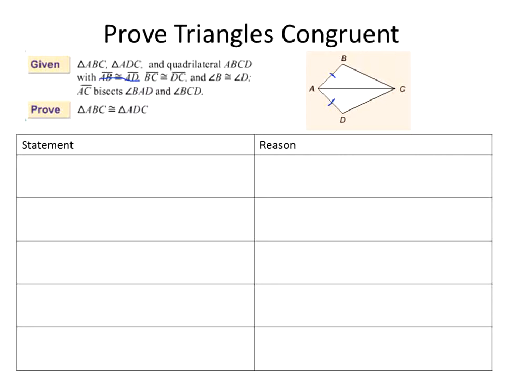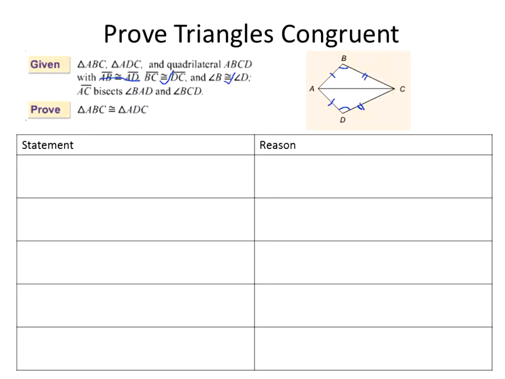Then it says BC is congruent to DC. So now I'm going to put two tick marks here because that's a different length than the other two. And so we've used that information. Just a little check mark there. Now it says angle B is congruent to angle D. So I'm going to put a little arc here, that those two angles are congruent. Okay? I'm going to put a little check mark there, so I'm going to use that.